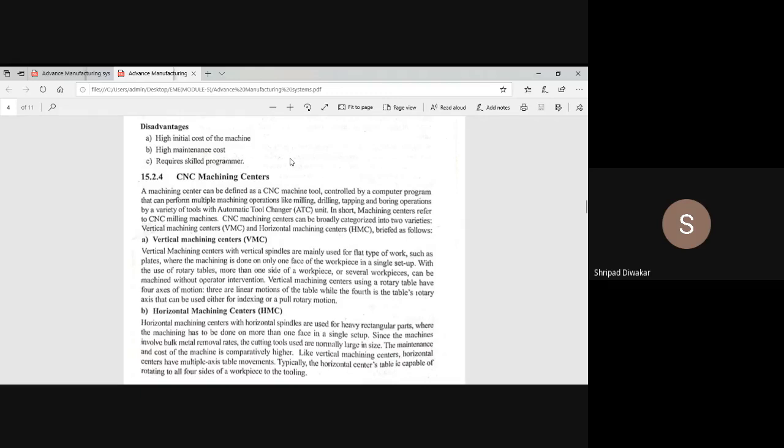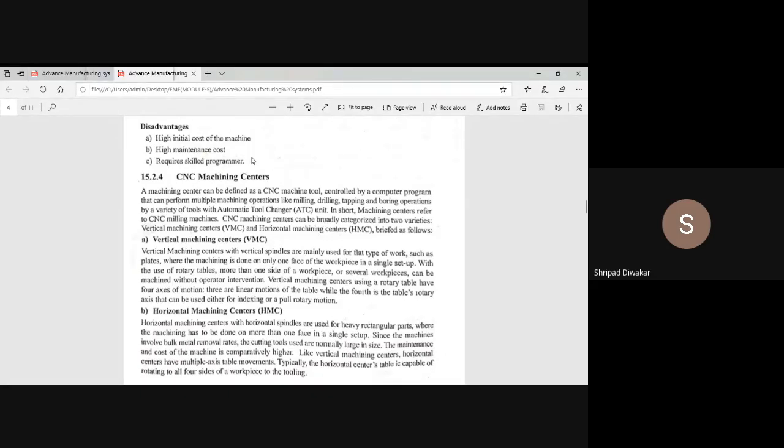So we need sophisticated equipment, so we need a control panel, etc. For that purpose, the initial cost is high. And the second one is high maintenance cost. The maintenance cost is less in a conventional machine operated by a human being. On the other hand, whatever process deals with the CNC machine requires more maintenance because of the sophisticated structure. And it requires a skilled programmer.